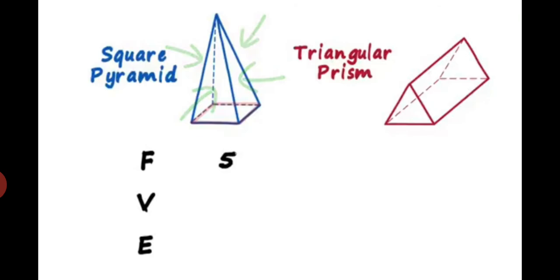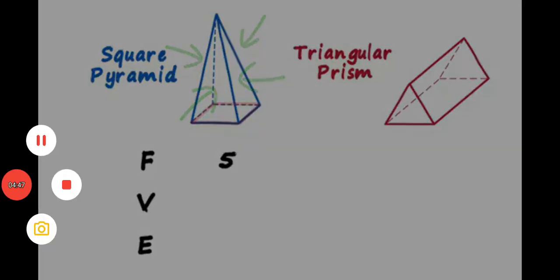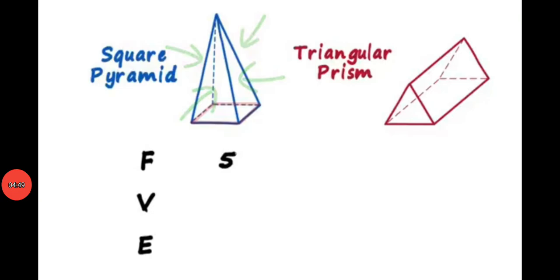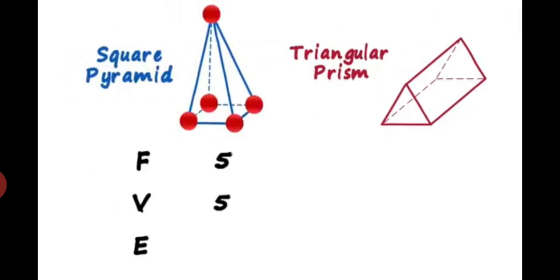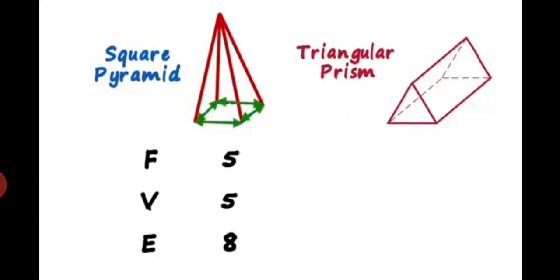Here the square pyramid has 5 faces. One face is the square and the others are the 4 triangles. So a square pyramid has 5 faces. Now vertices. A square pyramid has 5 vertices and 8 edges. The picture shows that a square pyramid has 5 vertices, 5 faces and 8 edges.